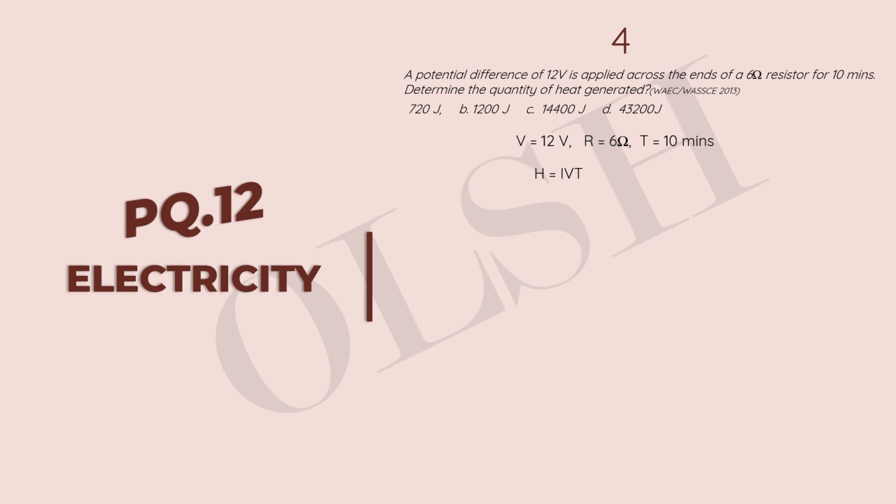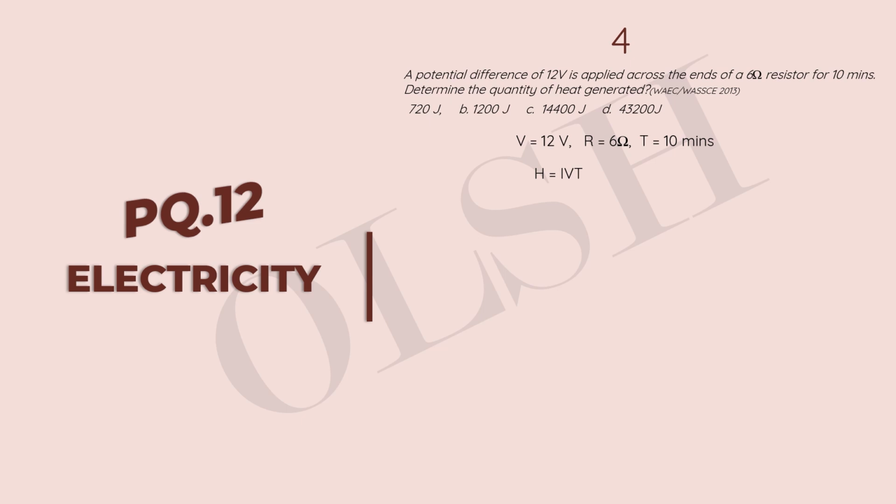Okay, so you can see this is an example that affirms what was said for question number 2. If a potential difference of 12 volts is applied across the ends of the circuit, it's going to generate heat. That's why they're asking you to determine the quantity of heat generated. So we can use IVT to know what heat is going to be generated.